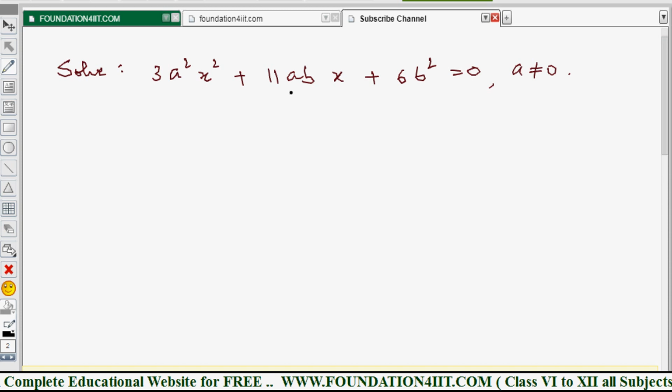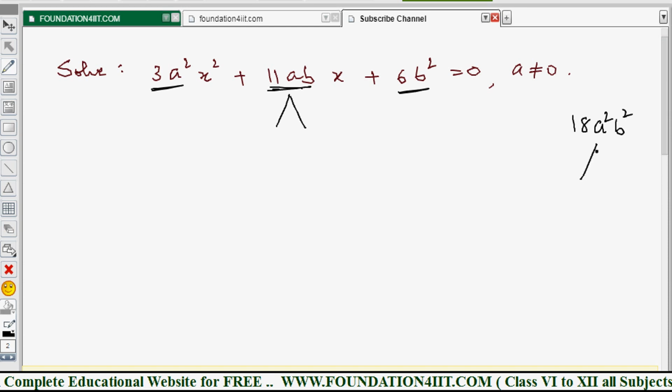3a square x square plus 11abx plus 6b square. Now the x square coefficient is 3a square, right? So the number is 3, and here is 6b square. So a square and b square are there, but 3 and 6 make 18. Actually 18a square b square. So the x square coefficient and the constant, you just multiply: 18a square b square. Now the middle term is 11ab, the coefficient of x is 11ab.